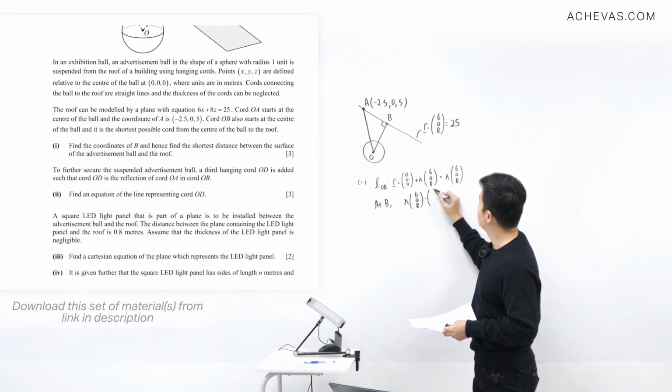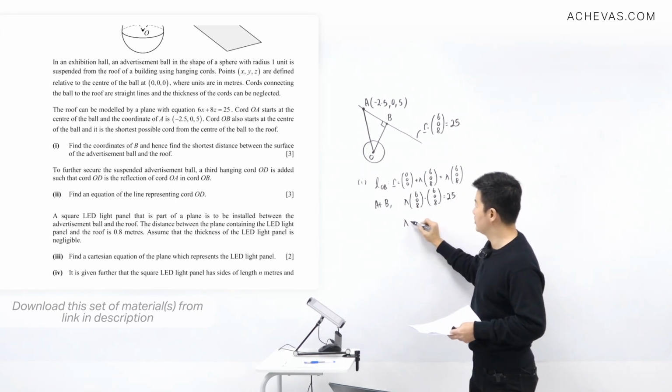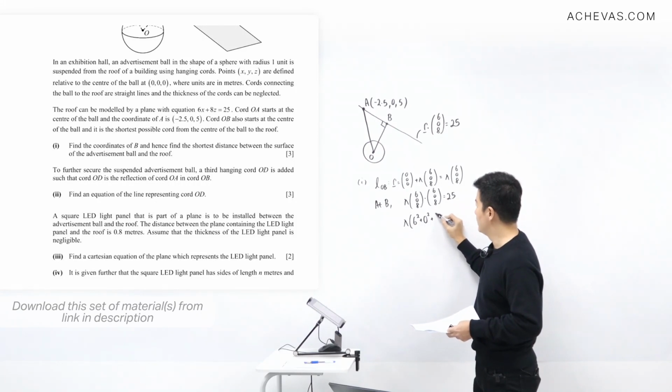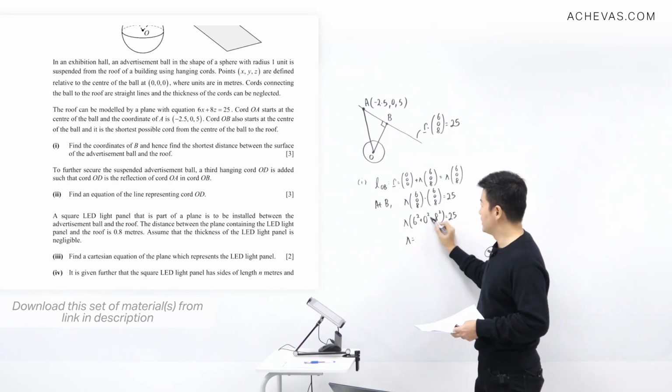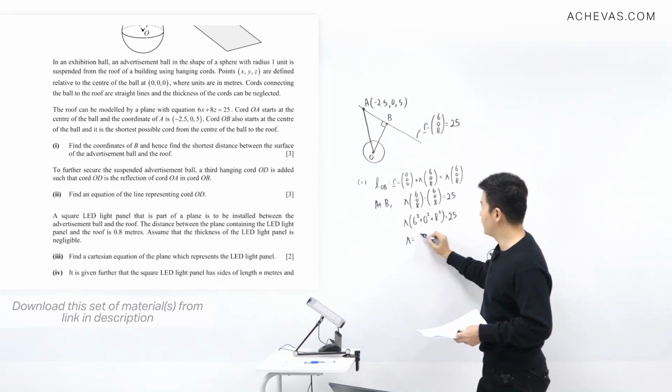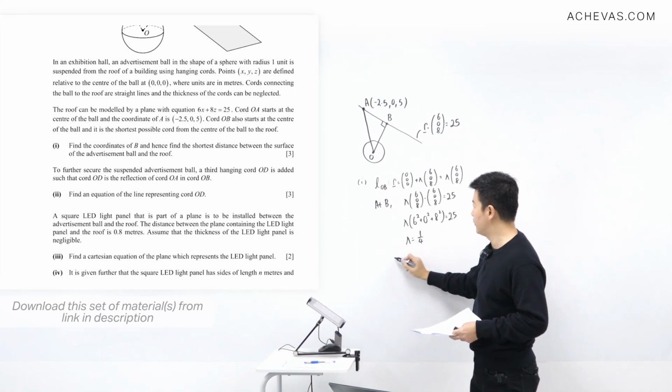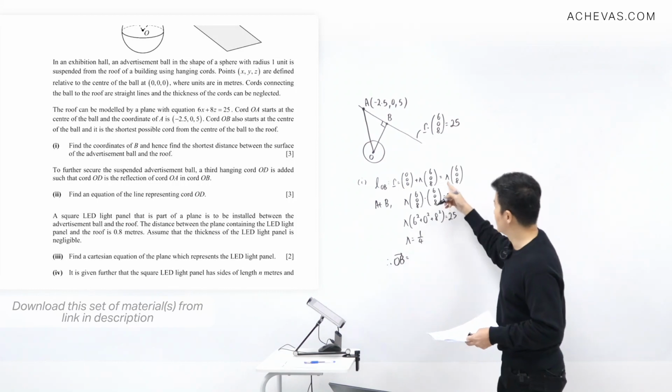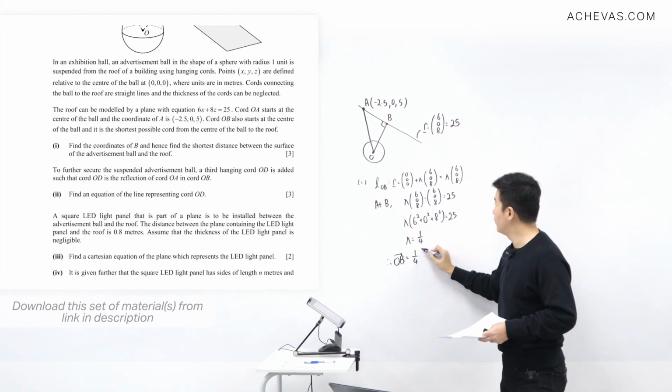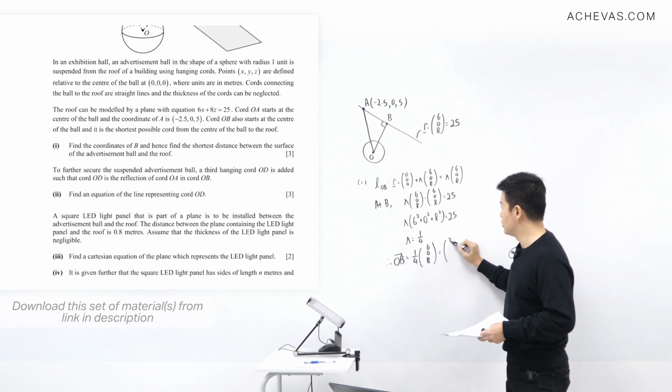So we have this dot (6, 0, 8) is equal to 25. So it is going to be lambda of 6 times 6 plus 0 times 0 plus 8 times 8. This is equal to 25. Lambda is going to be, this is 100, so it's going to be 25 over 100. Lambda is going to be equal to 1 over 4. Therefore, we know that OB is going to be equal to 1 over 4 of (6, 0, 8). OB is equal to (3 over 2, 0, 2).